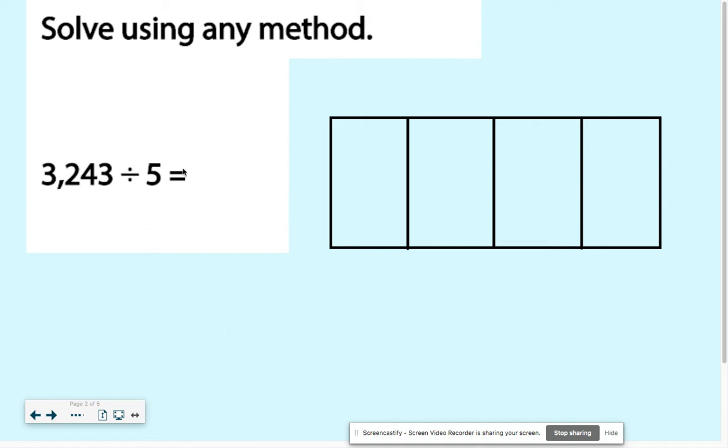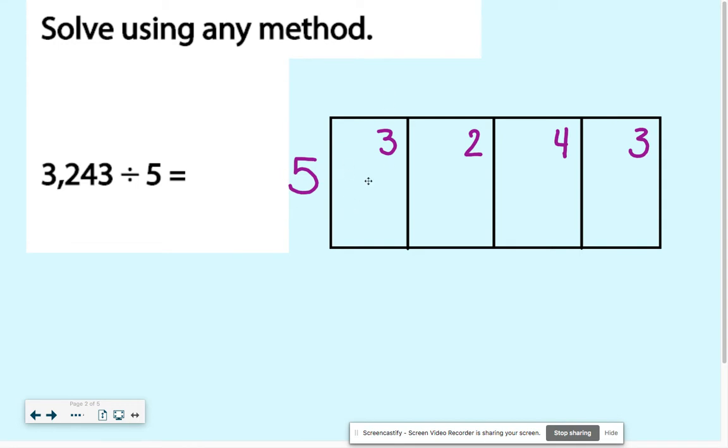Now, we are using 3,243. We are going to put that inside of our boxes. Each digit gets its own box. And then we're dividing by 5, so 5 is going to go on the outside. Now, this is like our area model.